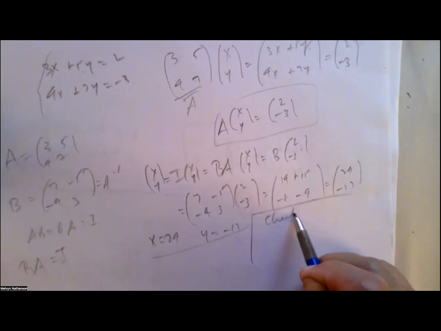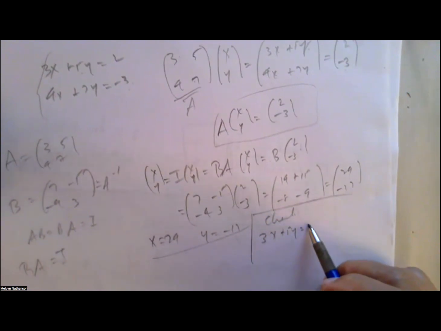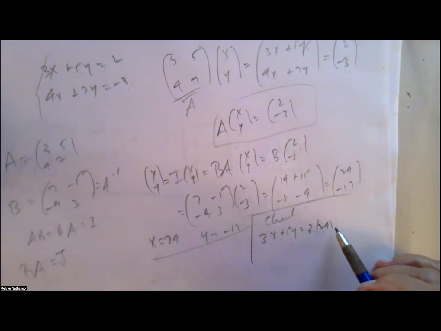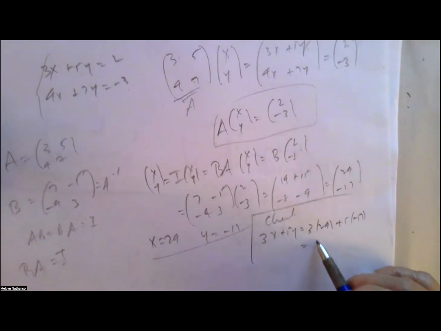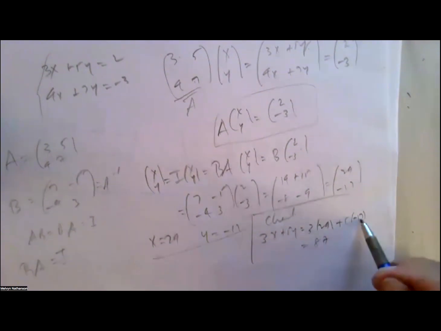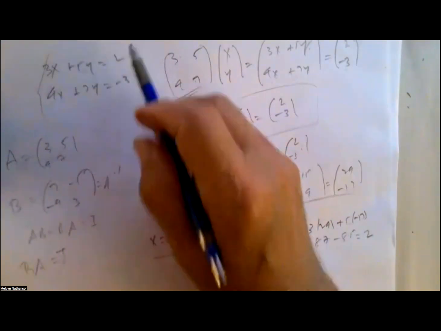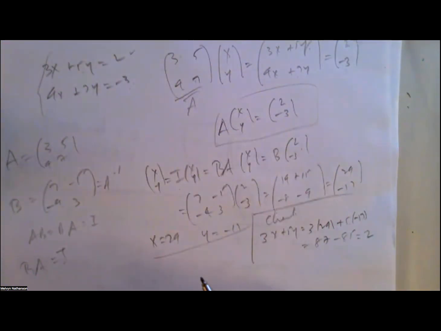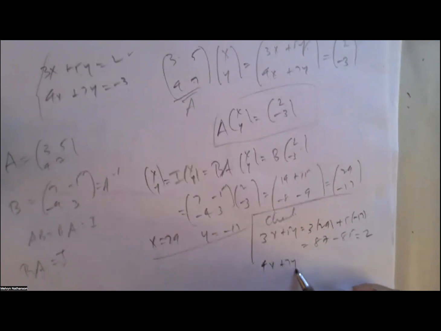So let me check. 3x plus 5y is 3 times 29 plus 5 times minus 17. 3 times 29 is 87. 5 times 17 is 85. 87 minus 85 is 2. So the first equation is satisfied. And the second equation, 4x plus 7y equals minus 3. So that's what we have to check.